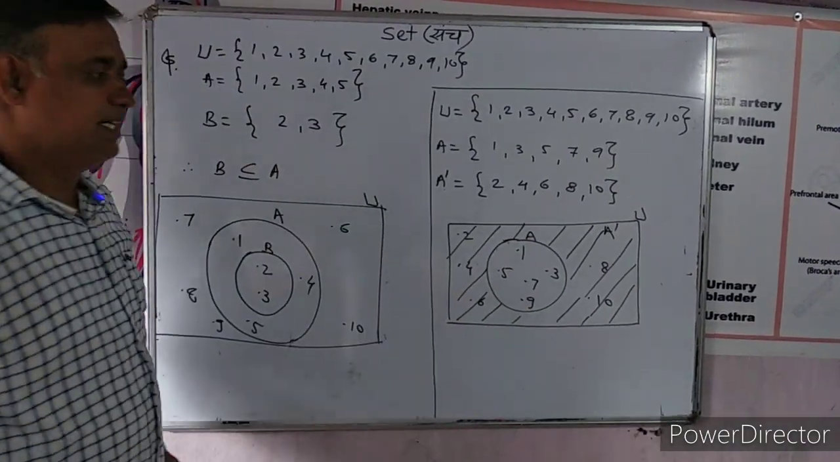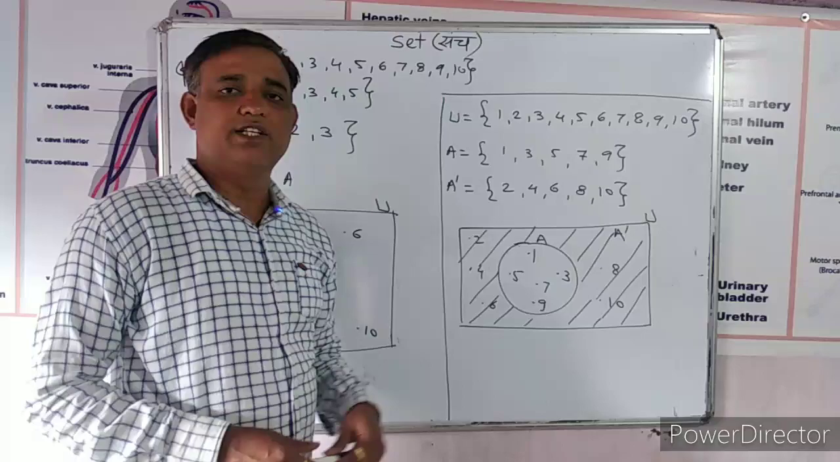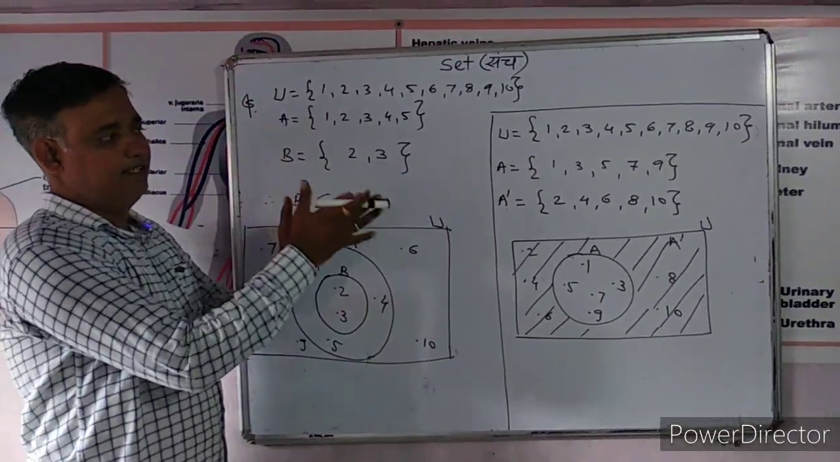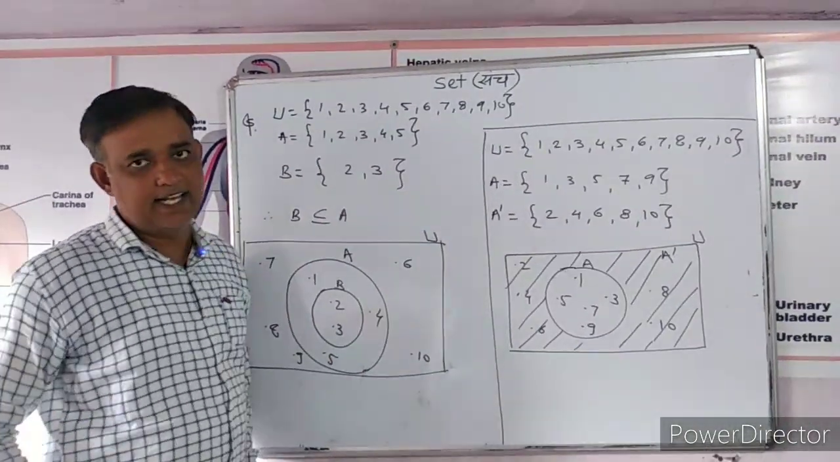We can show the difference of two sets by making shades like this. We can show subset and complement of set by using Venn diagrams. Okay.